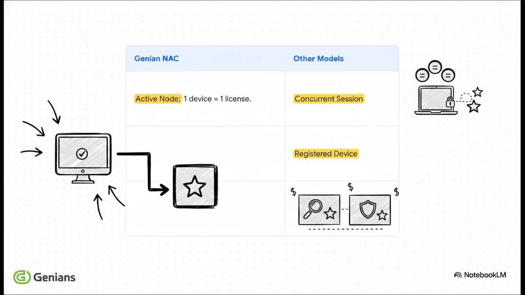Now, let's compare that to some other models you might have seen. There's concurrent session licensing, where one device could actually eat up multiple licenses based on what it's doing. Or there's registered device licensing, where you're paying for a device even if it's turned off and sitting in a closet. And then, of course, there's the model where you have to buy one license for visibility and another separate one for enforcement. You can see how those other models can make your costs a lot harder to predict.